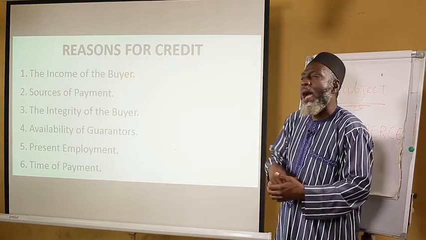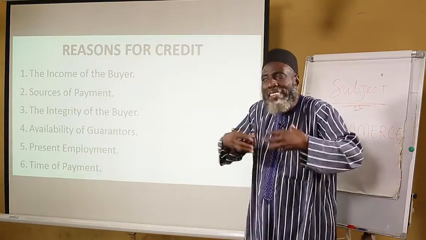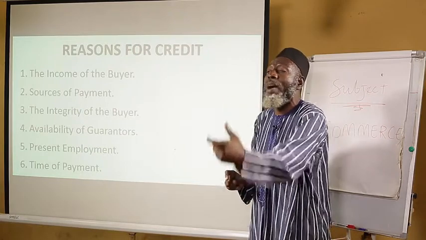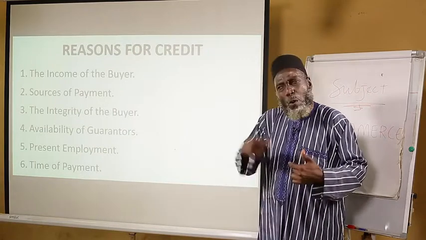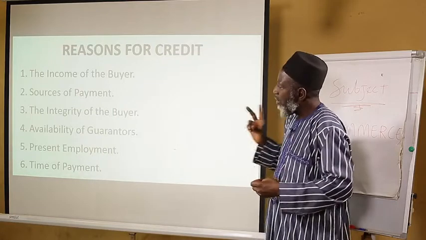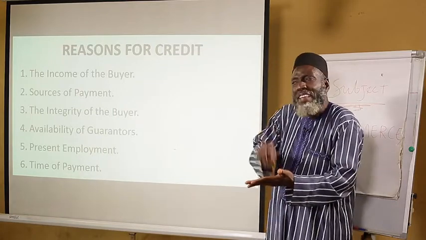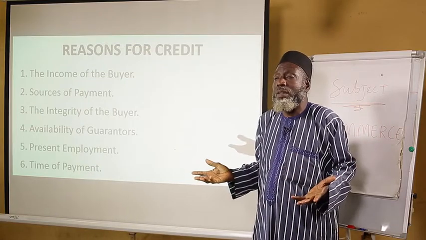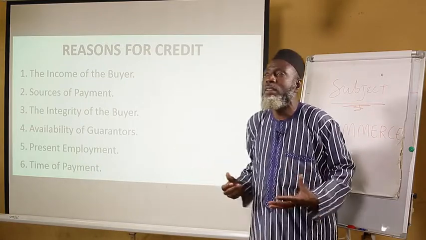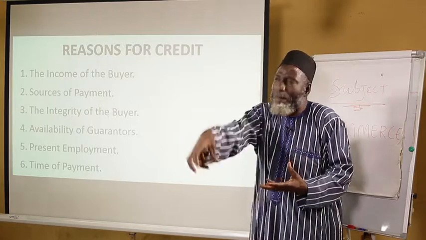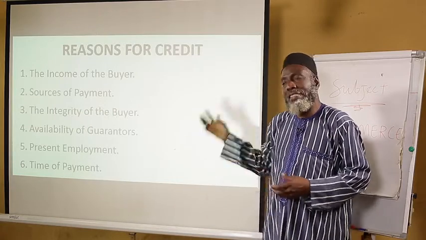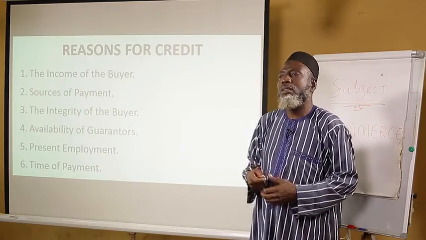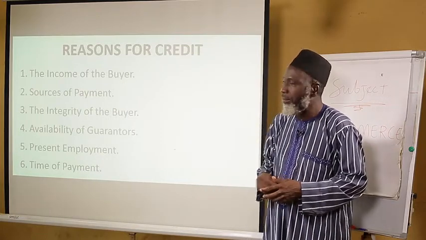Number 4, availability of grantors. Who are those that are standing as grantors in case the buyer is not able to pay? Who are those that will pay? Number 5, the present employment of the buyer. What is his employment? Is he gainfully employed? Is he somebody that has the means to pay? All these things are considerations before a credit is offered to a buyer.